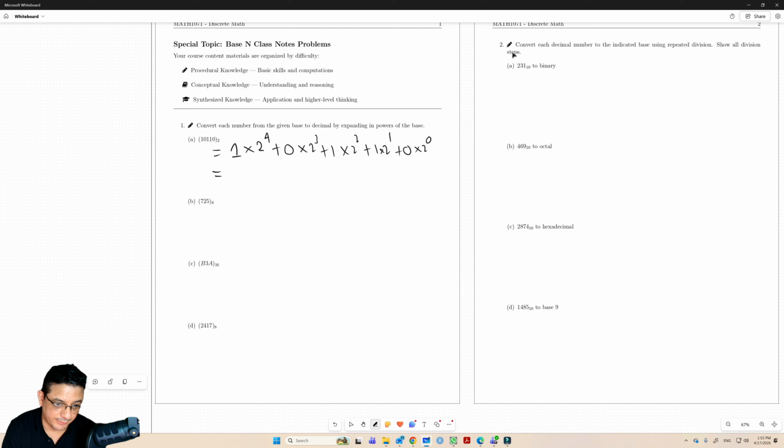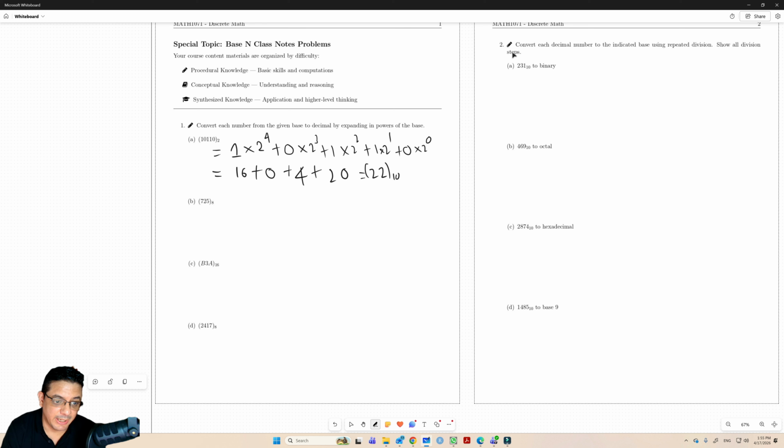So 2 to the 4 is 16, and this is 0, and then 2 to the 2 is 4, and then we're going to have a 2 here, and then we have a 0 here. So we have 20, 22. So this is 22, and of course this is in decimal base, or in base 10, if you want to write it in that way.